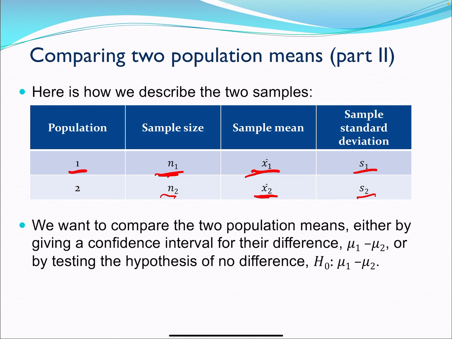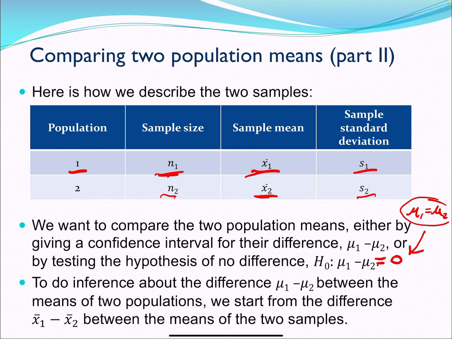And what we want to do is compare two population means by giving a confidence interval for their difference or doing a hypothesis test that there is no difference. So like mu1 minus mu2 equals 0. I could also say mu1 equals mu2. These are equivalent mathematically. To do inference about the difference between the means of two populations, we start with the difference of their samples.